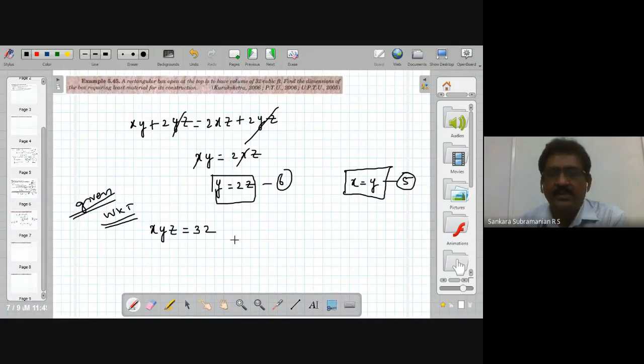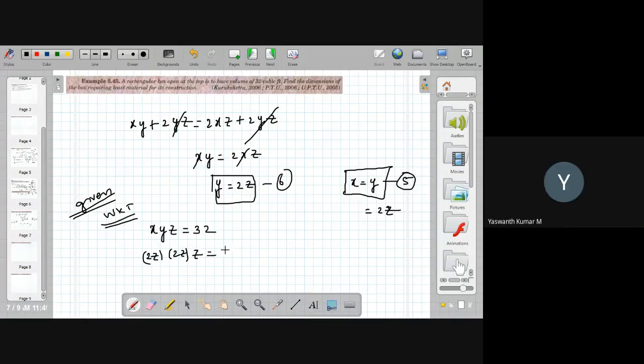Okay. So now what am I going to do? x equal to y and y equal to 2z. So x can be replaced with 2z, y can also be replaced with 2z, and z remains z.